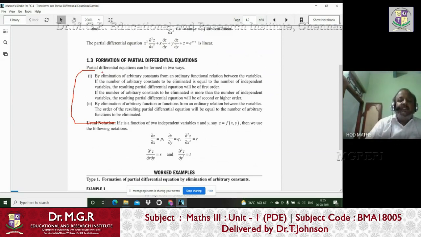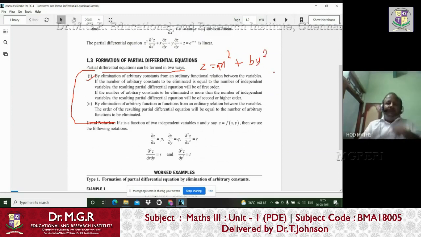So partial differential equations can be formed in two ways. Let's check the first way. What is the first way? By elimination of arbitrary constants from an ordinary functional relation between the variables. An ordinary functional relation means z equals x square plus y square. It is the relation between independent variables and the dependent variable, and sometimes it may be like z equals a x square plus b y square.